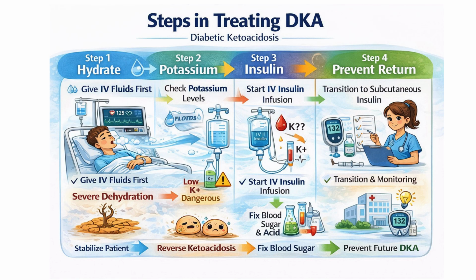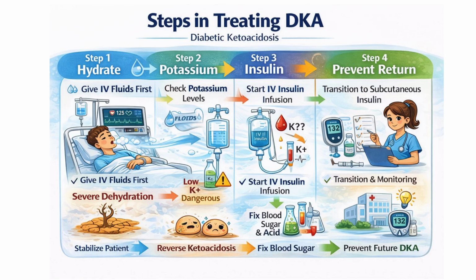Because of this risk, potassium levels must always be checked before starting insulin. If potassium is very low, insulin is delayed until potassium is replaced. This step protects the heart and keeps the patient safe. Once potassium is at a safe level, insulin treatment can begin.